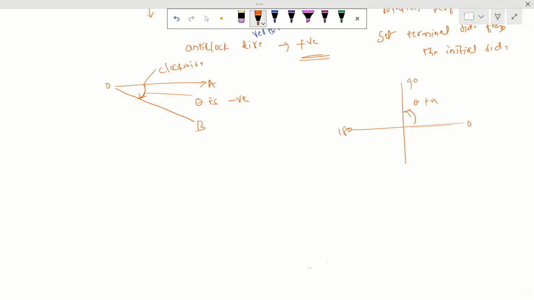Okay, and this from 0 to the straight line is 90 degree, and another straight line will get 180 degree, and another straight line will get 270 degree, and from 270 to it is 360 degree, one complete cycle. Okay, one complete cycle is 360 degree.